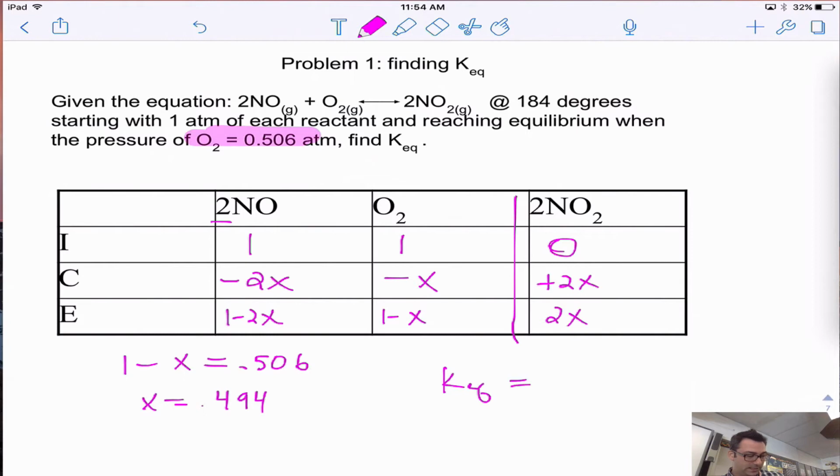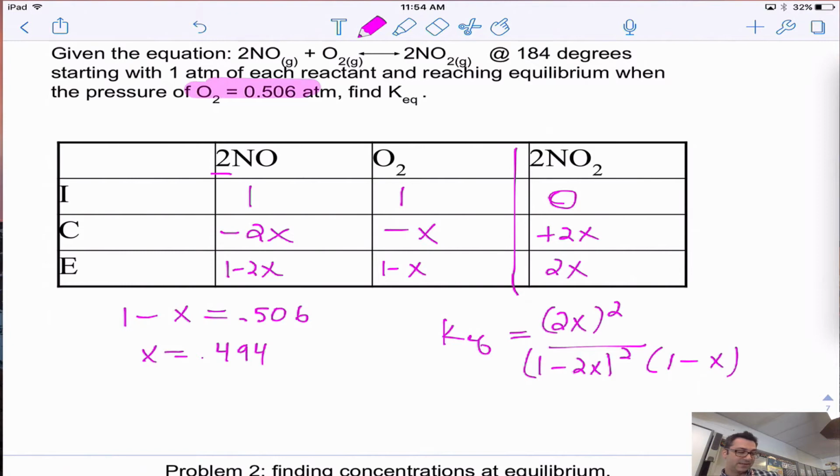KEQ equals the products, 2x squared, over the reactants, 1 minus 2x squared times 1 minus x. Except I know all these values already. I can find them. I can put x in for all of them and solve for KEQ.